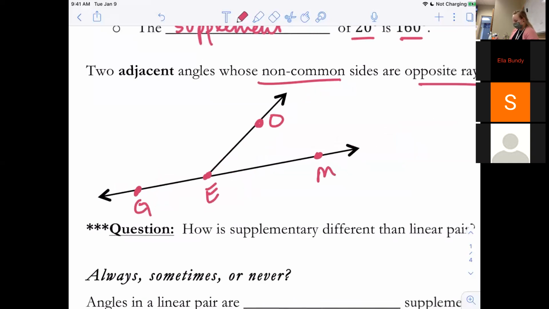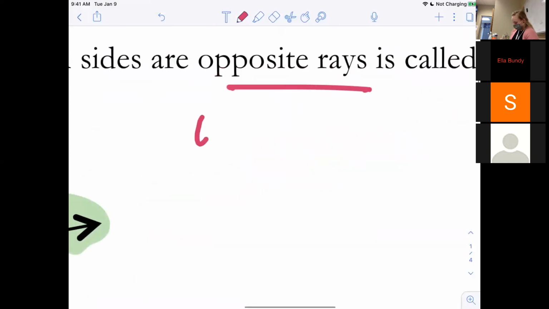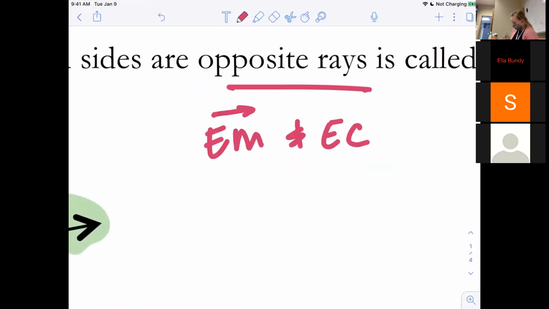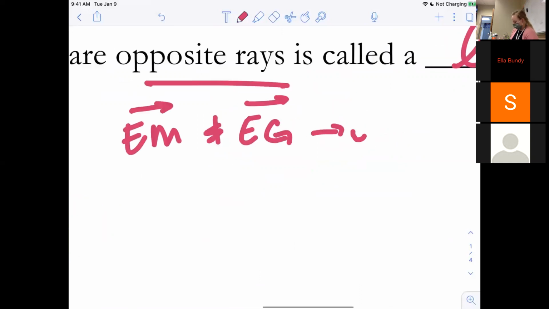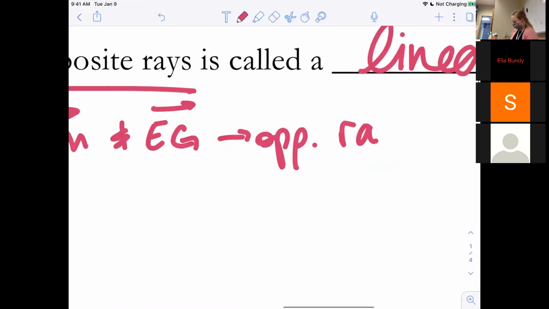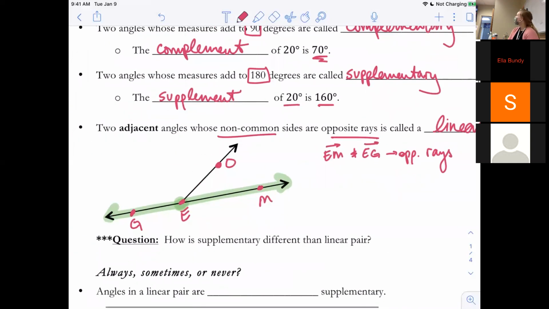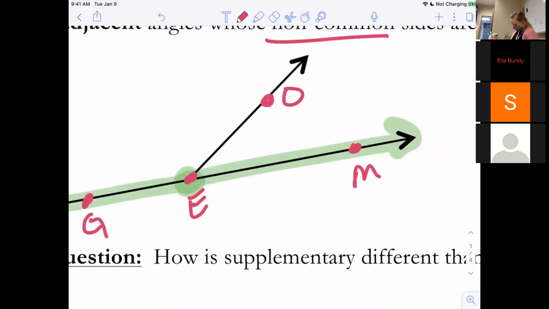Okay, so my opposite rays here are EM and EG. So I'm going to write that over here. My opposite rays are EM and EG. Opposite rays form a straight line, and what did we call a straight angle? What does its angle measure up to be? 180, good. So this should equal 180. Good.